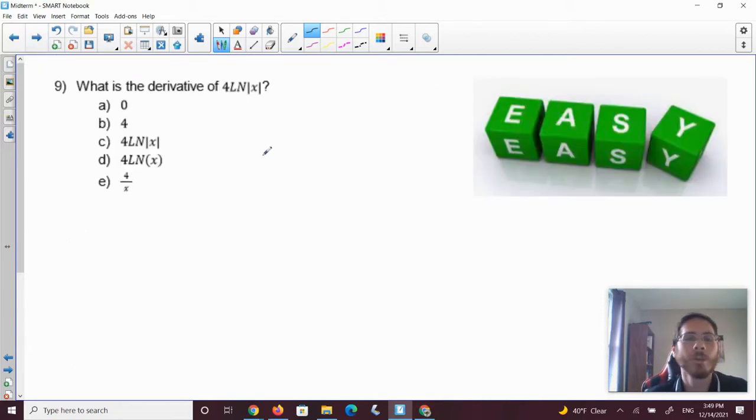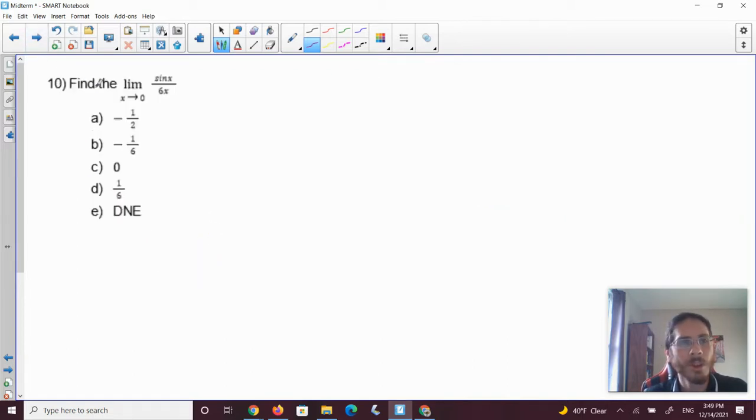For number 9, everyone got this one right, so it's got nice little easy blocks over here. Derivative of 4 ln of x. 4 is constant multiple rule. Derivative of ln is 1 over x. So we get 4 over x.